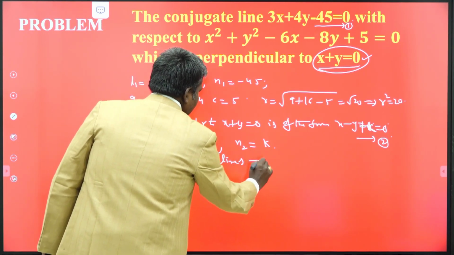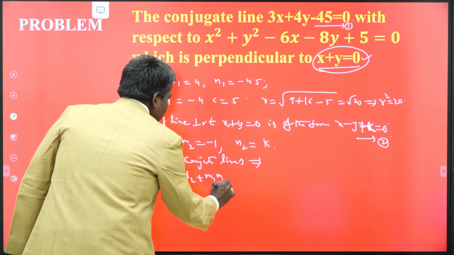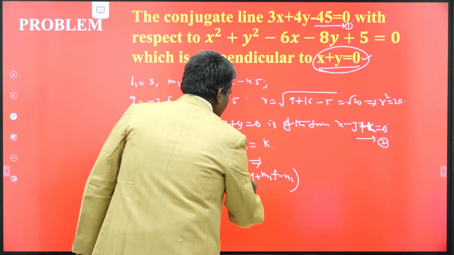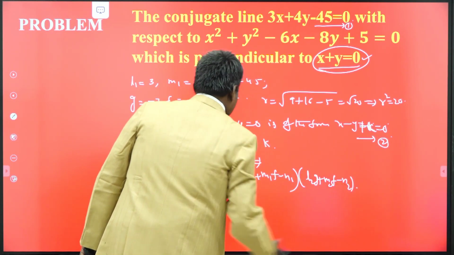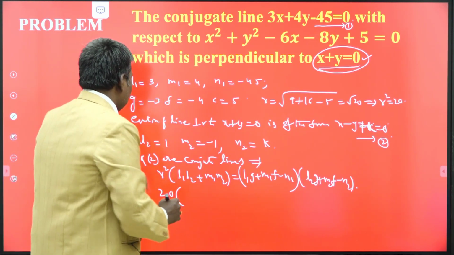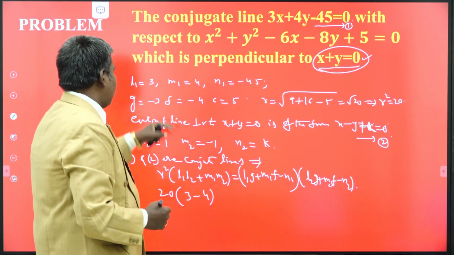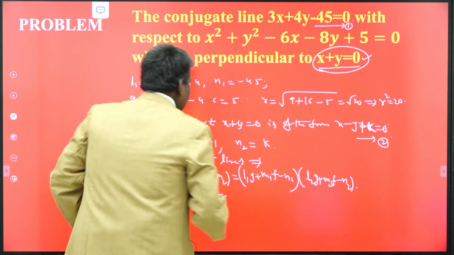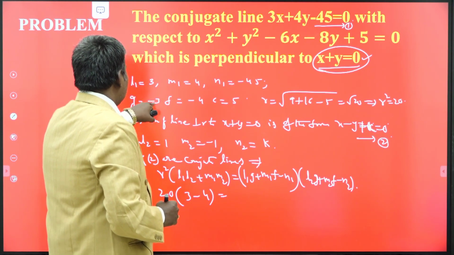1 and 2 are conjugate lines implies what is the condition? R square times of L1 L2 plus M1 M2 is equal to L1G plus M1F minus N1 into L2G plus M2F minus N2. What is radius square? 20 times of L1 L2, that is 3 into 1, 3, plus M1 M2, 4 into minus 1, minus 4. What is your G value? L1 is 3, G is minus 3, so 3 into minus 3 is minus 9.